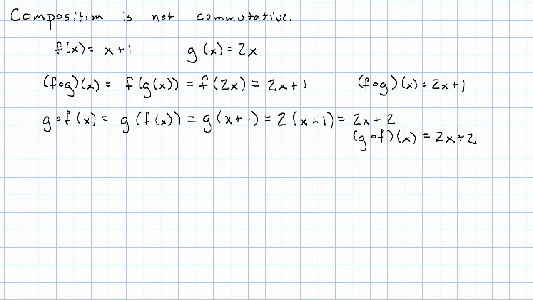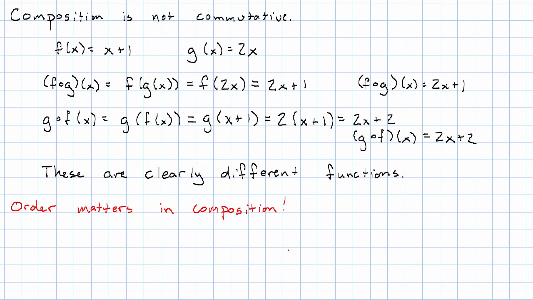These are clearly different functions. Any input we give will generate different output. So it's important to keep in mind that order does matter in composition. Composition is not commutative. g composed with f, f composed with g, they will in general be different functions. And that's going to matter most of the time when we're working with these composite functions. So it's something to keep in mind.